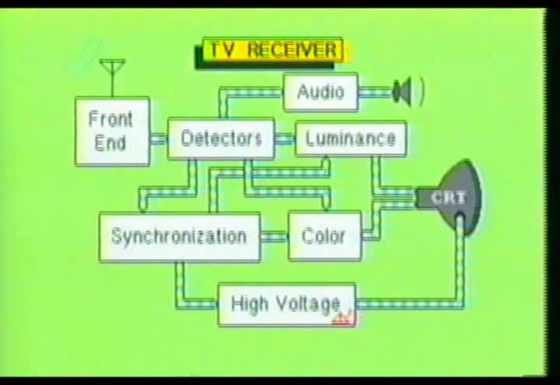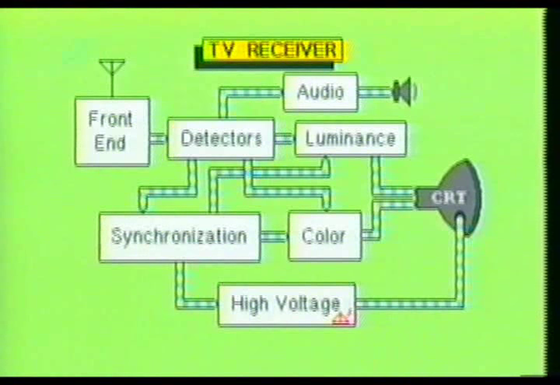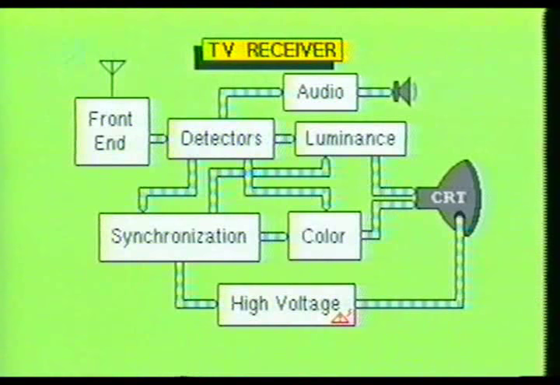The detector section refers to all stages responsible for the detection and separation of the audio, luminance, color, and synchronization information contained in the received television signal. Even though the primary function of this section is to separate the received information into its basic components, it also amplifies the signal and converts it into a composite video waveform.